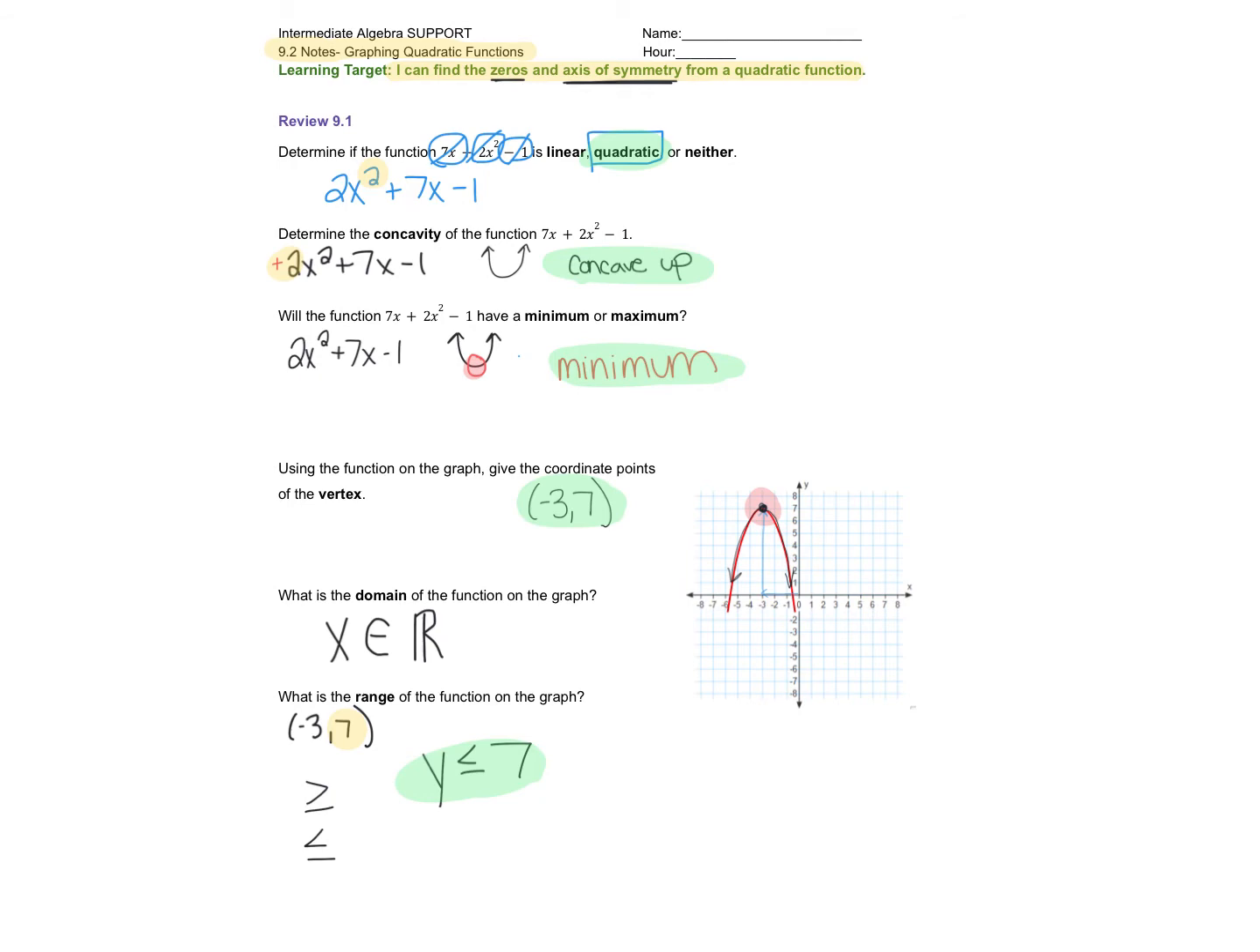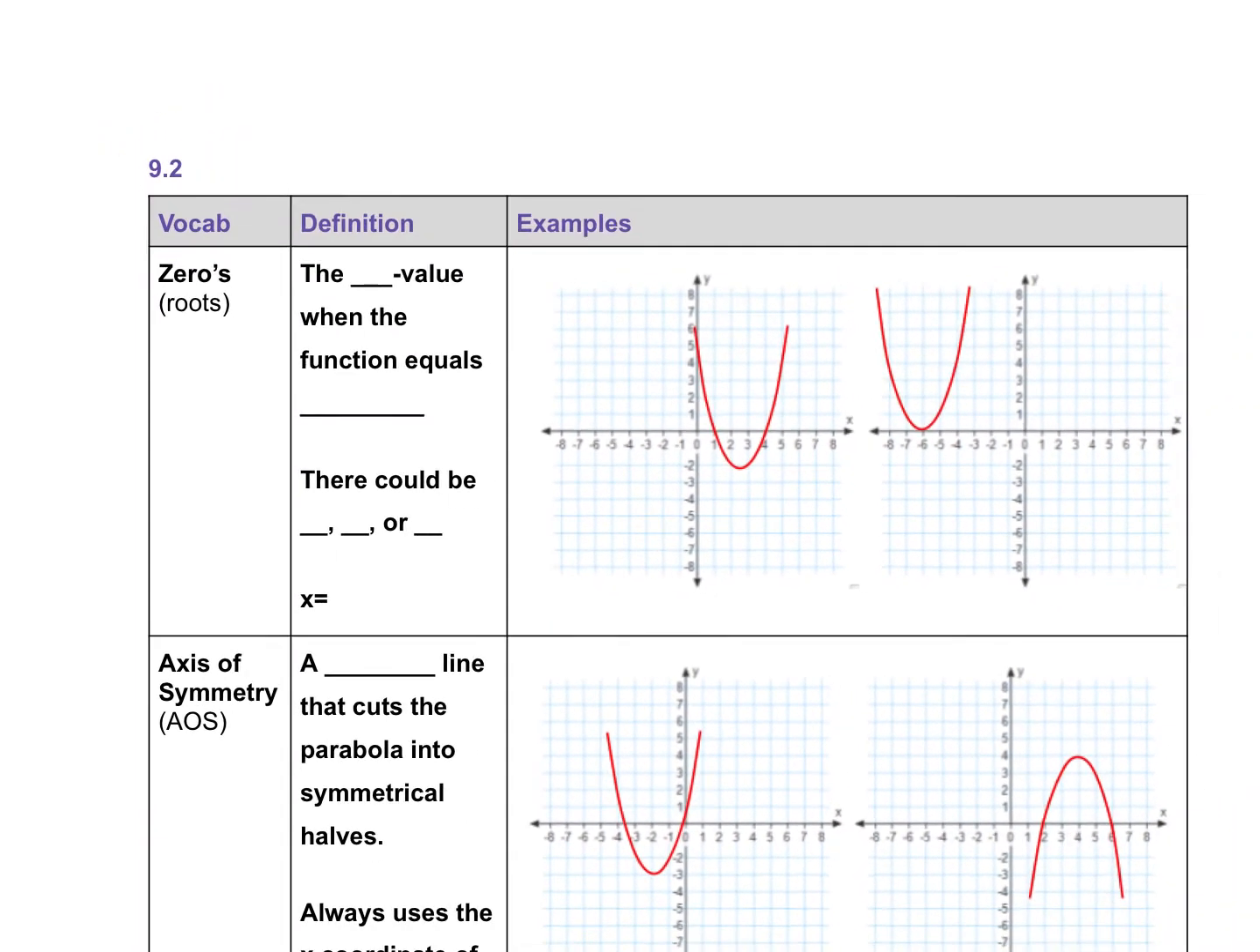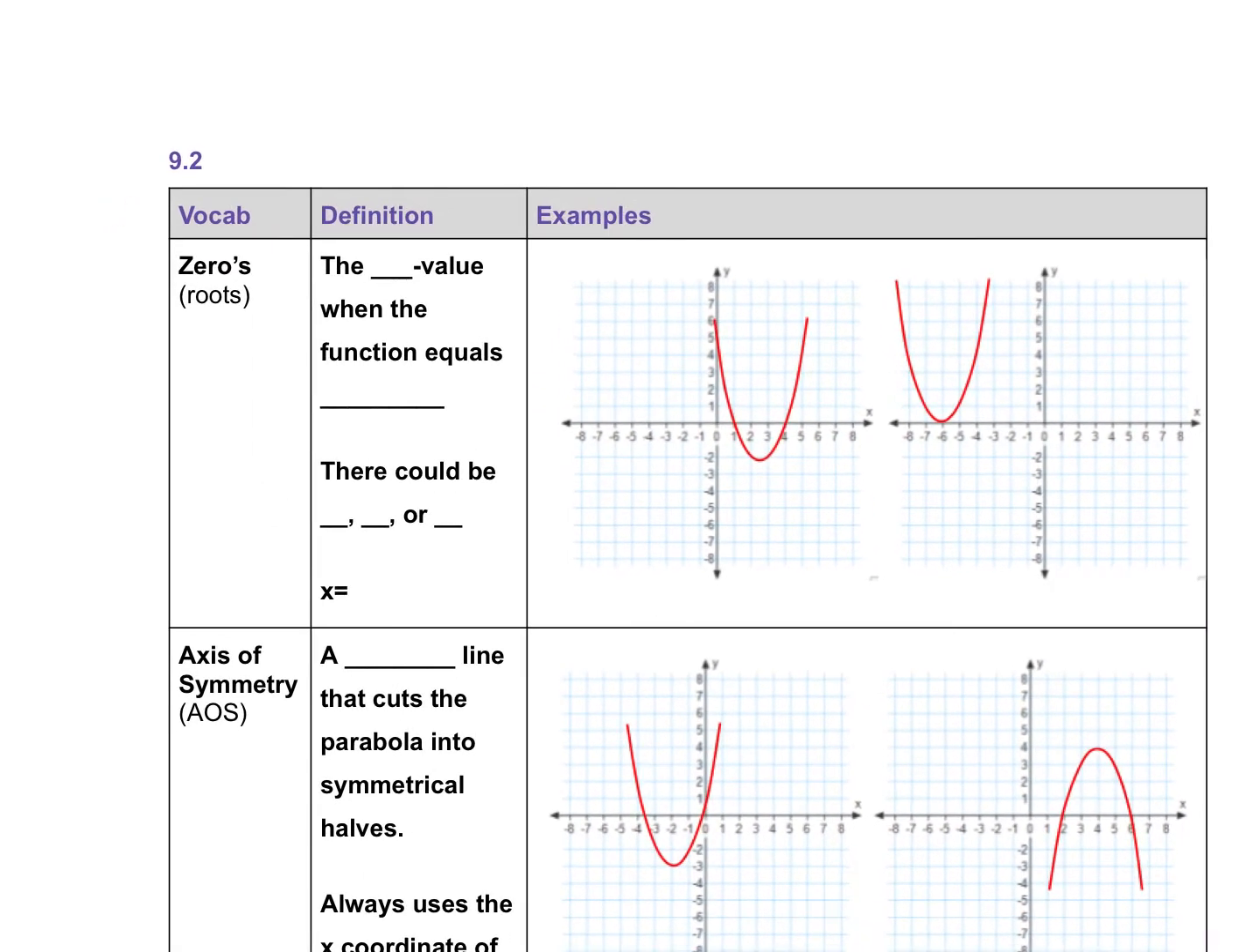Okay. Now moving on to what we are doing today, we are going to talk about zeros and then an axis of symmetry. So a zero also is called a root. That's why it has those parentheses there. Most of the time we're going to call it a 0. I just want you to recognize the word root in case it pops up sometime. Now hopefully you are putting these down on your notes as we go through.